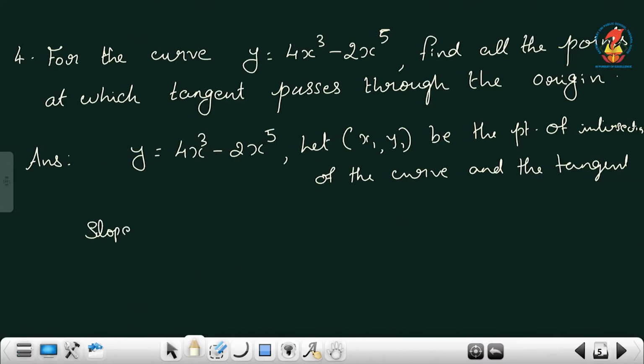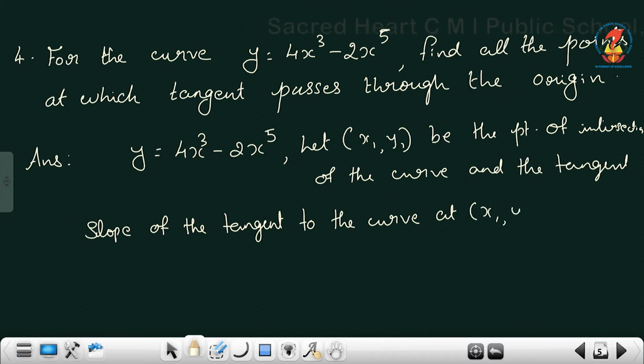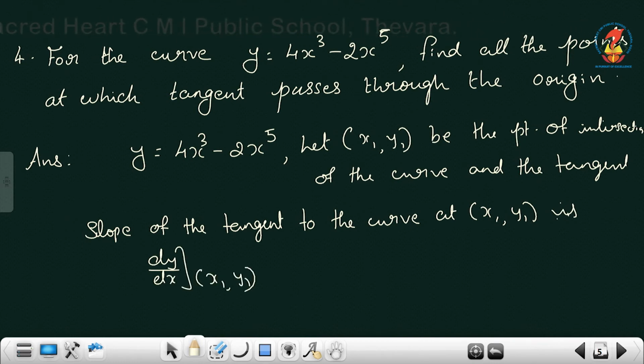Now, what is the slope of the tangent? The slope of the tangent to the curve at x1 comma y1 is dy by dx at the point x1, y1. This is the slope of the tangent to the curve at the point. So, what is dy by dx? dy by dx is 12x square, isn't it? 4 is a constant, x cube derivative is 3x square; minus 2 is a constant, x raised to 5 is 5x raised to 4. So, we get 10x raised to 4.